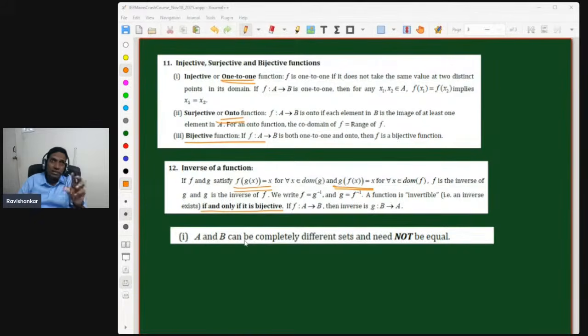Now let me take that statement back. There are other possible scenarios where the sets are not equal, where the inverse can exist. With real numbers and integers, that's a little tricky.